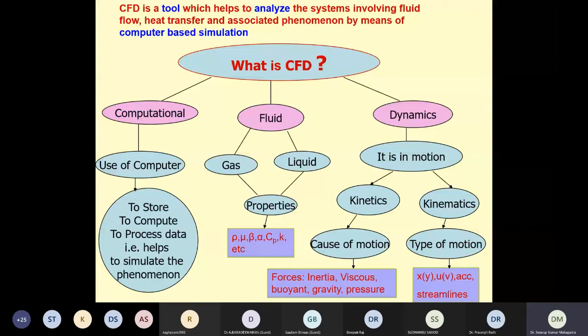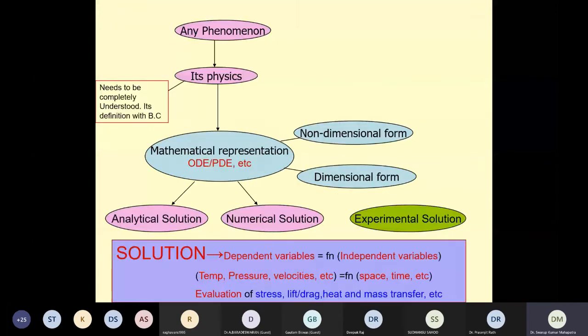And as we understand, it has its own physics, equation, a partial differential equation, and it may be represented in dimensional form or nondimensional form, but at the end of it, its representation is through analytical solution or numerical solution. So what we understand by the solution is a dependent variable as a function of independent variables: temperature, pressure, velocity as a function of space, time, etc. So which concerns drag, heat and mass transfer, etc.